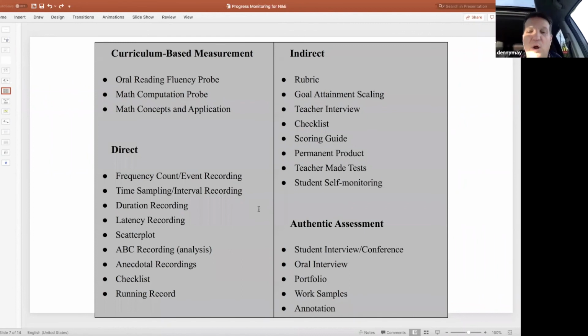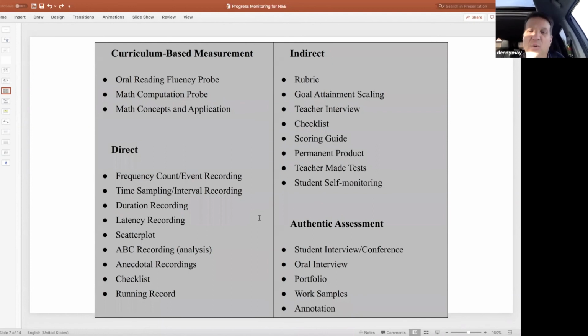And so when you're thinking about authentic assessment, the one thing that jumps off the page to me is that if you do authentic assessment, you're going to have something else that's going to generate data that you can progress monitor. Okay, so a lot of that stuff is anecdotal information. It's oral interview, it's portfolio, it's work samples. You're going to have something that's going to generate some data. So you're going to have to do a second one, either a direct or an indirect or a curriculum-based probe along with that authentic assessment in order to meet the requirements of the state.